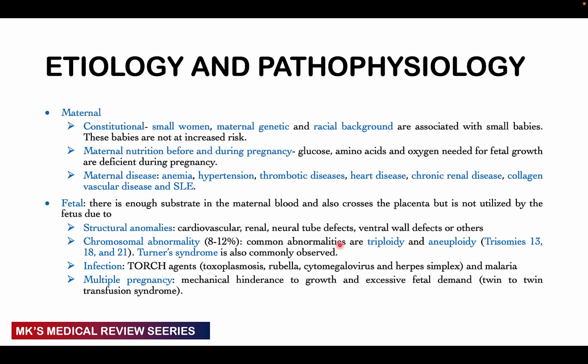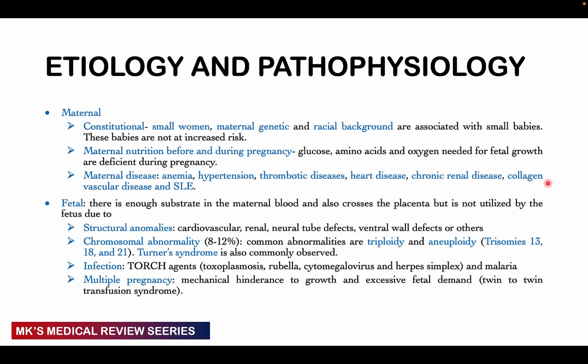Generally, if it's part of the genetics, if this is a small woman, and the maternal family is generally small, or even just the racial background, it is associated with giving birth to a generally small baby. These babies are not necessarily at increased risk of perinatal morbidity and mortality. We may have maternal nutrition before and during pregnancy. Remember that glucose, amino acids, as well as oxygen are needed for fetal growth, and they may sometimes be deficient during pregnancy. You may have some maternal diseases like anemia, hypertension, thrombotic disorders, heart disease, chronic renal disease, collagen vascular disease, even SLE, that may affect the growth of the fetus.